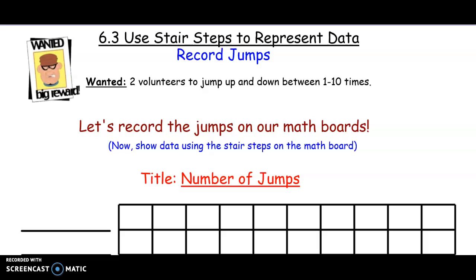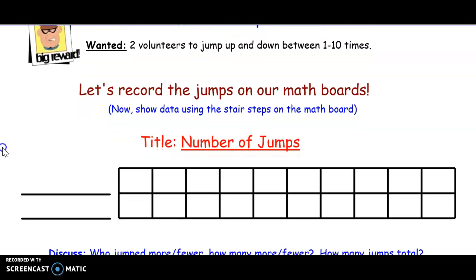Hi first graders, today we're doing lesson 6.3, using stair steps to represent data. So for in-class friends, we would take two volunteers and they would get to pick a number between 1 and 10. And they would jump up and down that many times and we would record the jumps on our math board. For virtual friends, I'm just going to pick two friends.